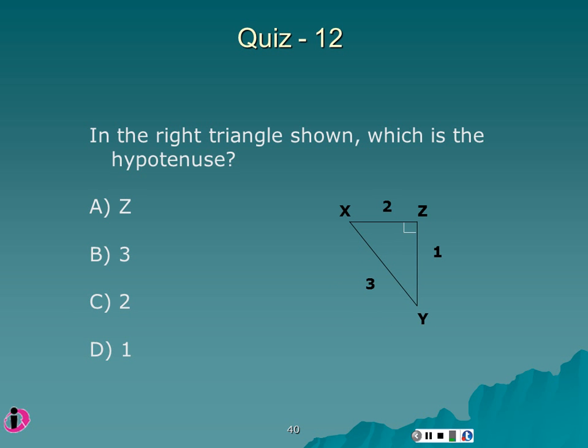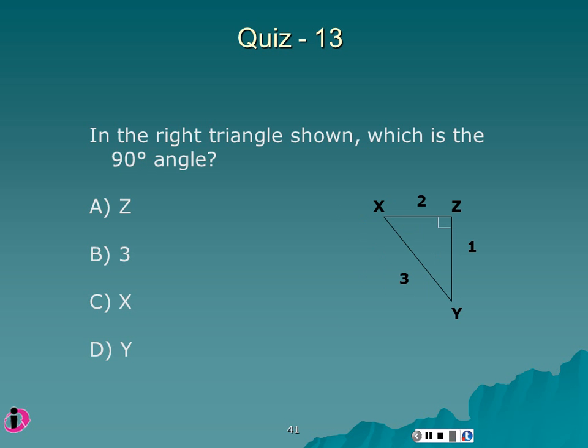In this right triangle, which is the hypotenuse? 1, 2, 3. There are 3 sides. Number 3, right? So the right answer is B. Which is the 90-degree angle here? Oh, the 90-degree angle. That must be Z. Right answer is a small a, right? I'm sorry, it's A.